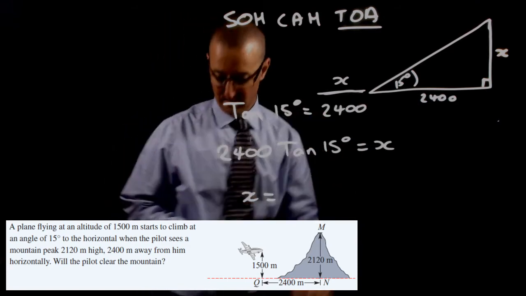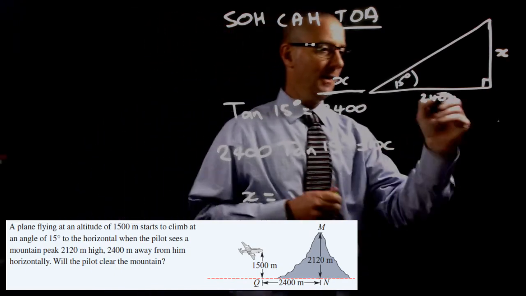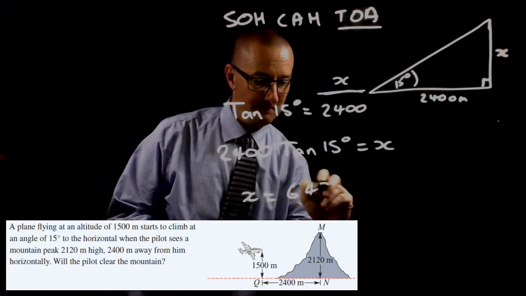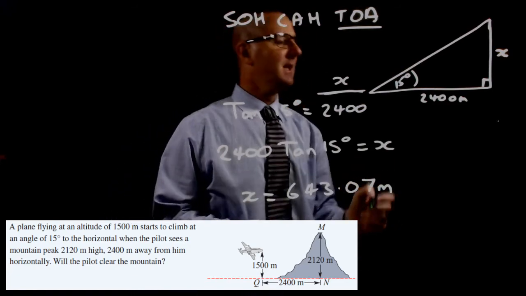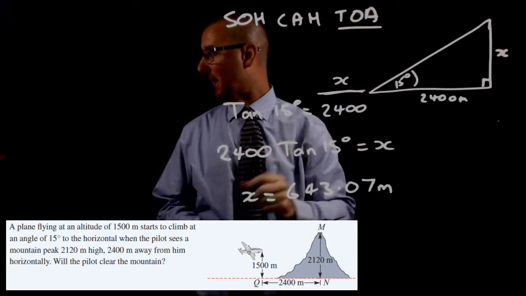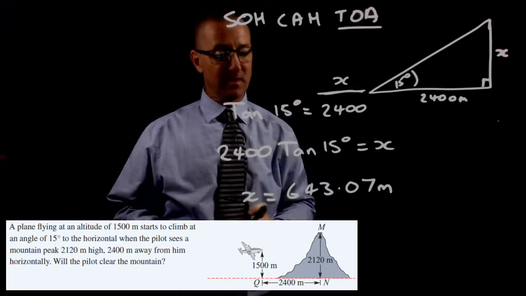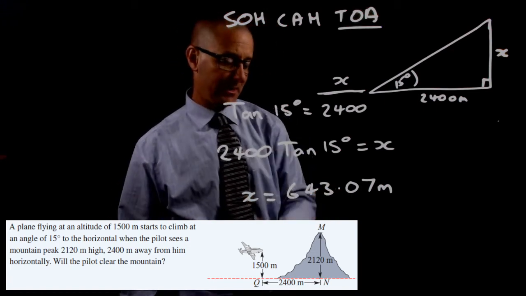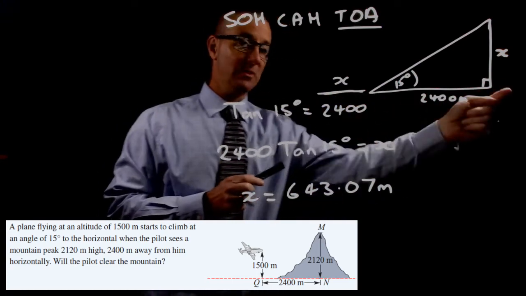643.08 metres. Remember our current measurements. I should have actually put the units on right there. Our x is equal to 643.07 metres. Now we need our plane to be taller than the mountain. You'll remember that at this point here, if you look at the graph down below, at the current point our plane is 1,500 metres off the ground. And so it's able to climb 643 metres in that 2,400 metres travel distance.